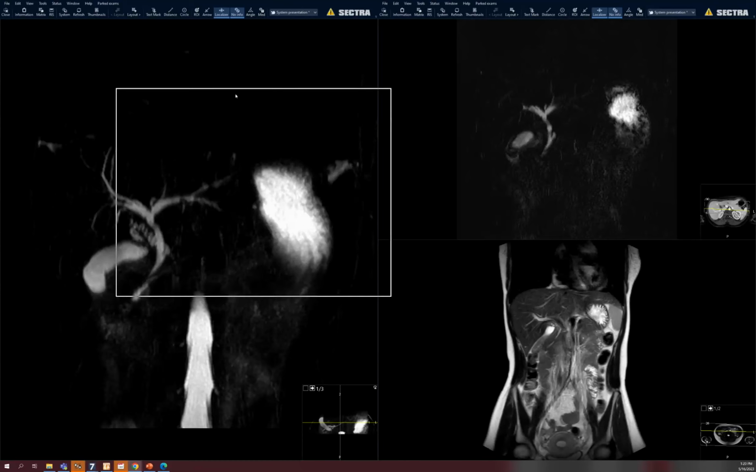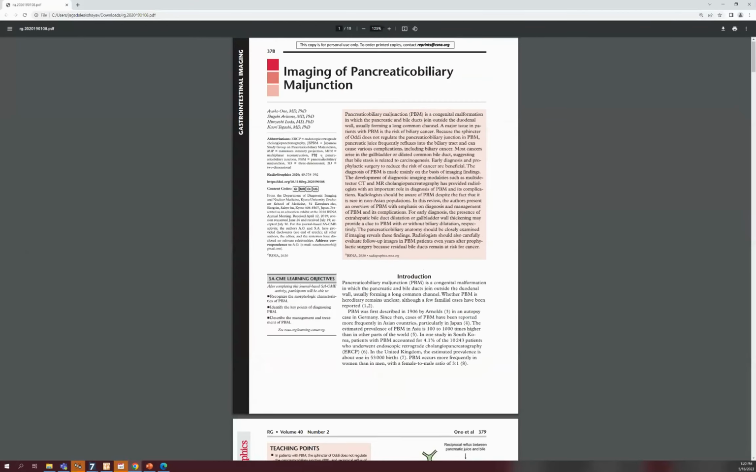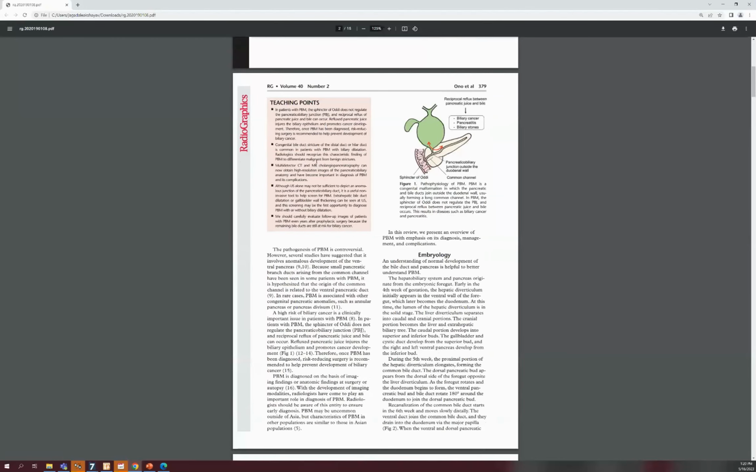I think I have to pull it here. Do you all see my article? Yes. Can you zoom in? You want me to? Yes, plus, okay.